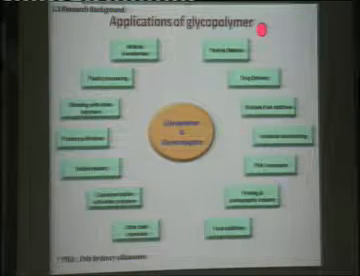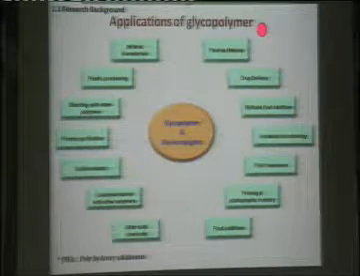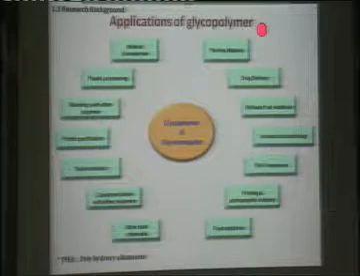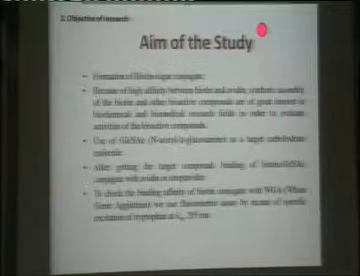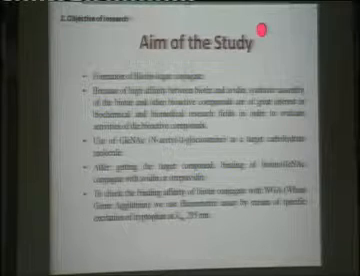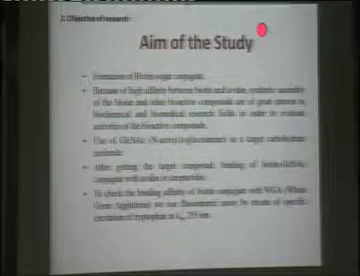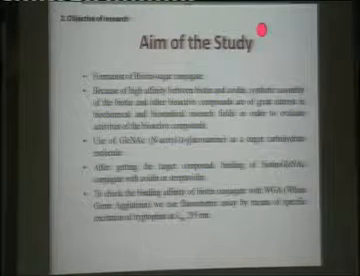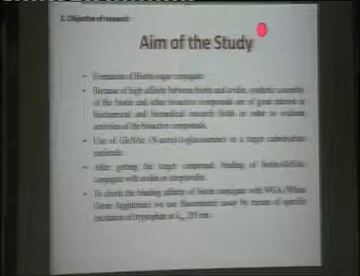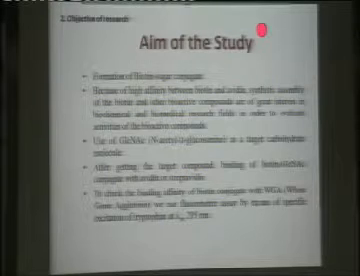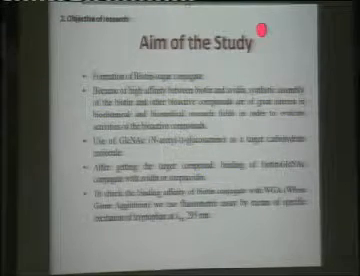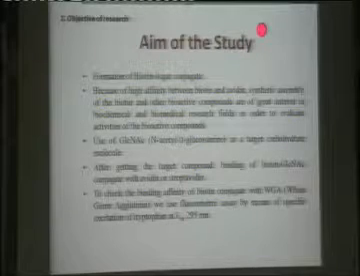We can see here the medical biopolymers, packing materials; these are the applications of that particular glycopolymer. The main aim of this study is the formation of a biotin sugar conjugate and the use of glucan and acetyl as a target carbohydrate molecule. After getting that target compound, the binding of the biotin and glucan conjugate occurs with avidin or streptavidin.